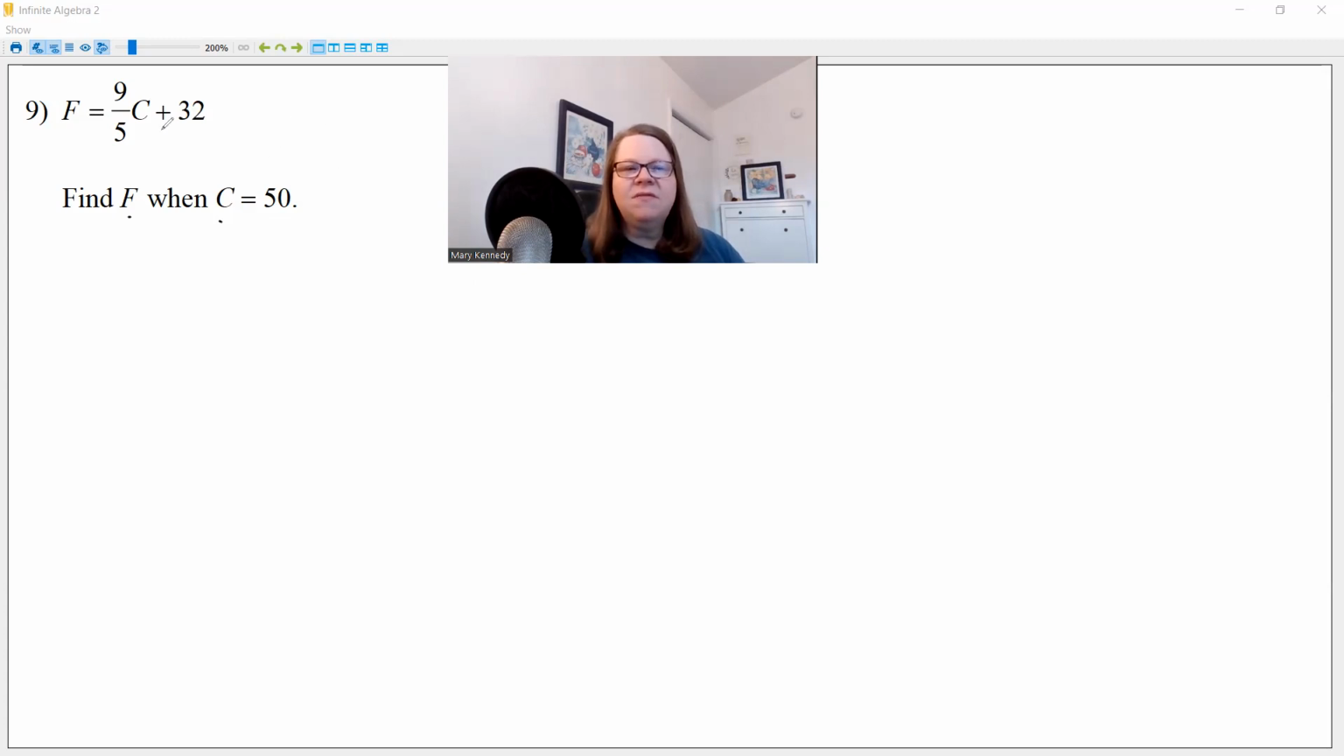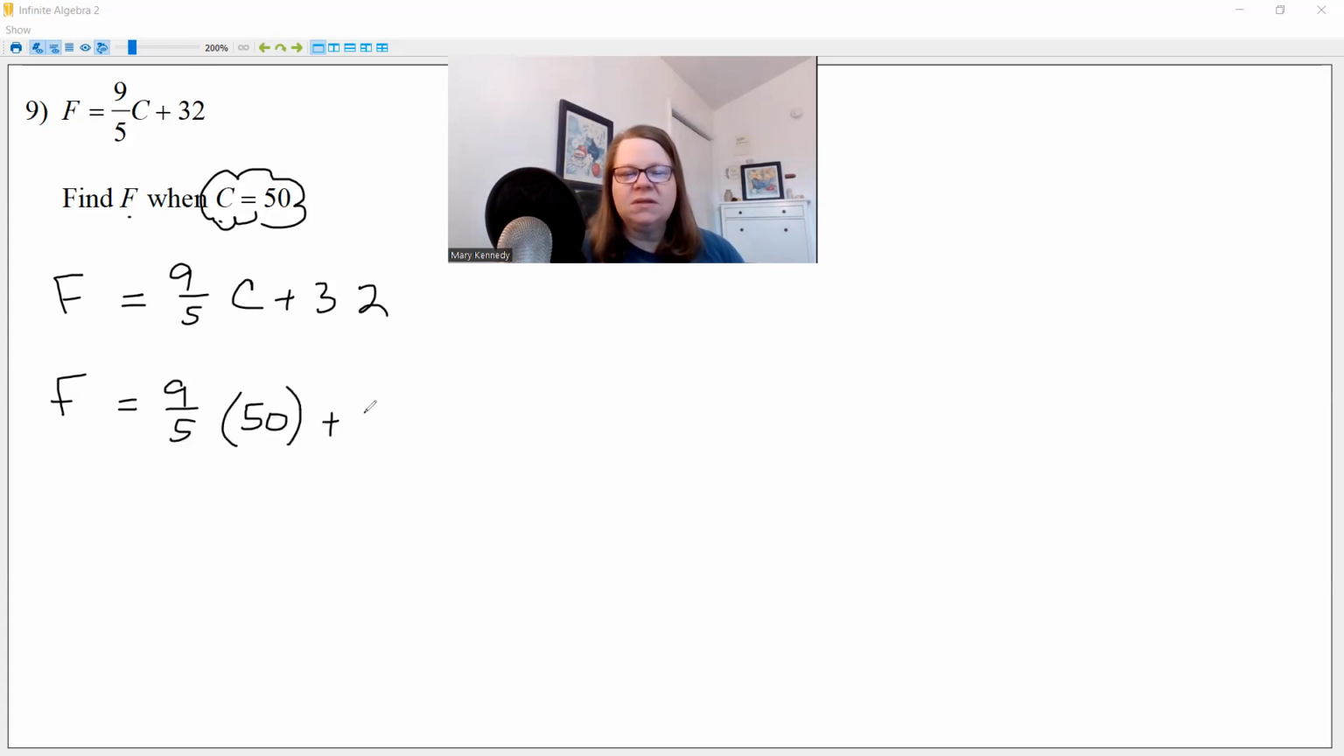And so this is pretty straightforward, where we're going to take the function F equals 9/5 C plus 32, and we're simply going to substitute, right? We're going to replace the value that they're giving us, 50, for Celsius. So we would just change the C to 50. And remember that that is multiplied because there's no symbol in between the 9/5 and the C. And so that just means we're multiplying there.